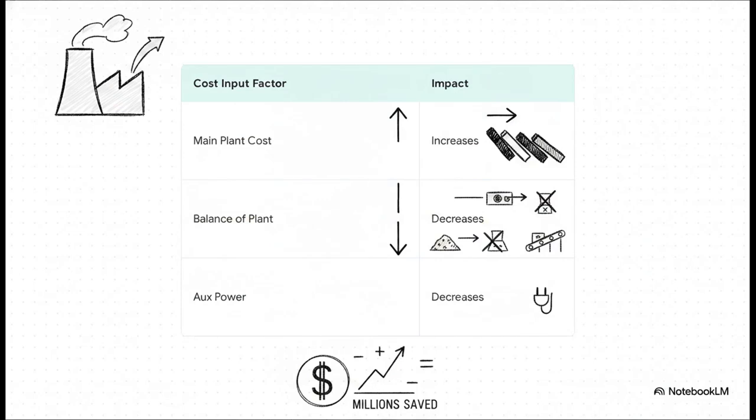When we shift your plant to higher steam parameters, it kicks off this amazing domino effect. Okay, yes, your main plant cost increases. We have to use those advanced heat-resistant materials, right? But check this out. Your balance of plant cost actually drops.